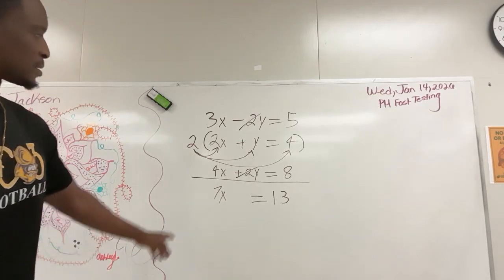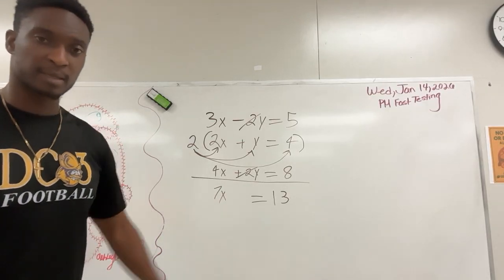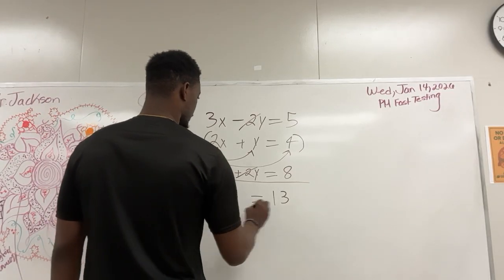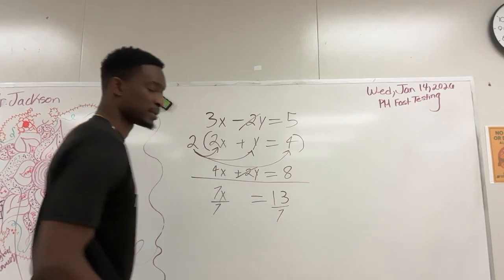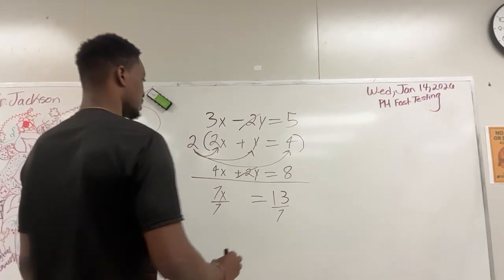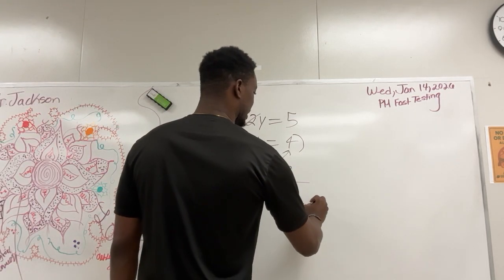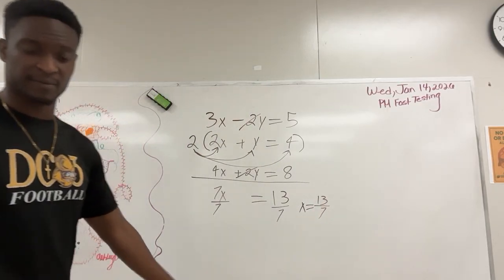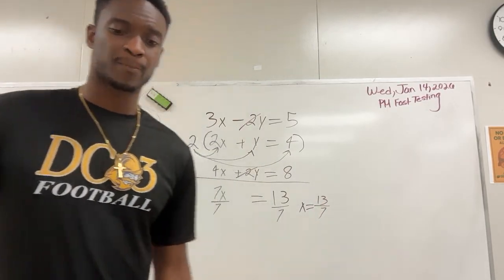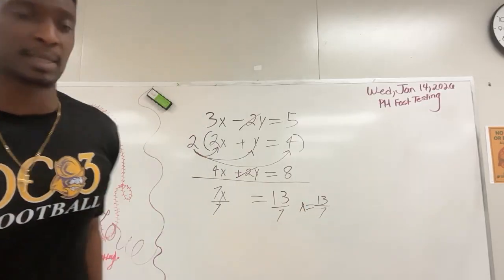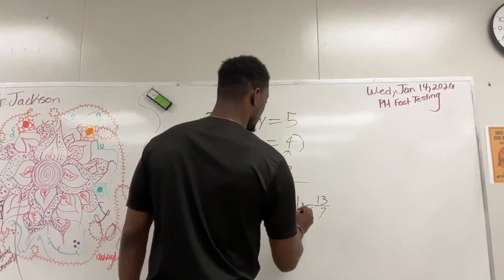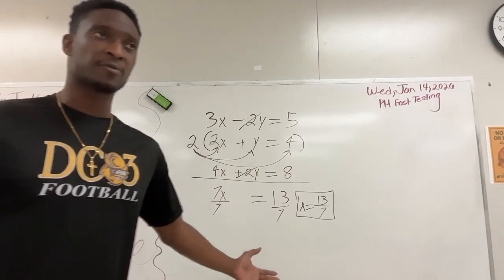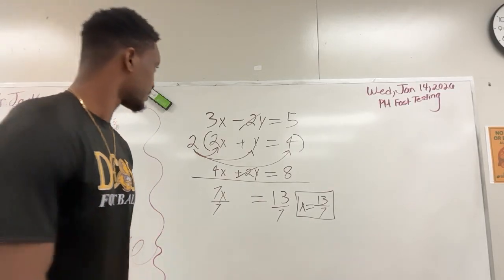All right. So now I'm going to go ahead and divide 7x by 13. It doesn't go in perfectly, so I keep it as a fraction: x equals 13 over 7. I told you this is eclectic. It was eclectic at first, but now it's solved.